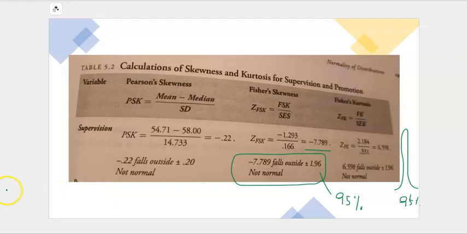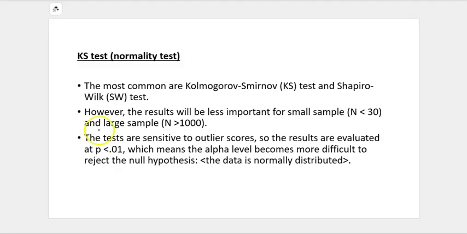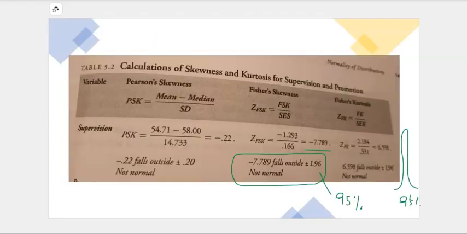Yeah, so this is it for today. And then next time we will see the normality test. That is about the KS test. I will show you how you can obtain it by SPSS. So that is for today. And now you know how you can calculate the skewness and the kurtosis, which indicates your normality or not.